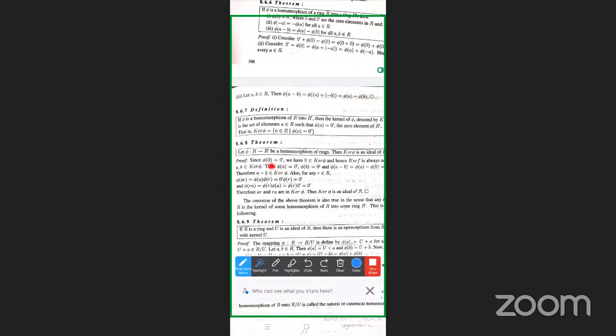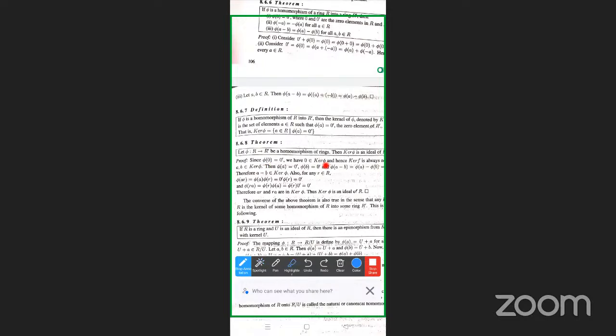Proof: since pi of 0 is equal to 0 dash, we know that every zero element in the domain can be mapped to the zero element in the codomain. So this is the first condition. Pi of 0 is equal to 0 dash. So 0 dash belongs to R dash. Since pi of 0 is equal to 0 dash, we have 0 belongs to kernel pi.